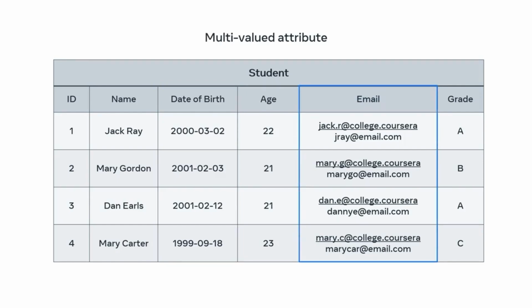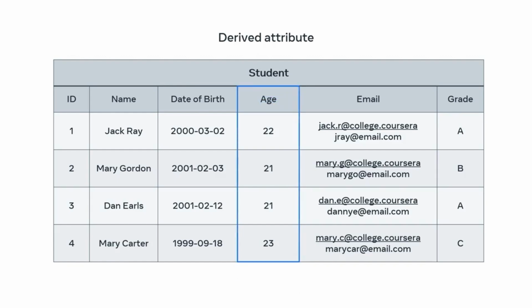With a multi-valued attribute, the attribute can store multiple values in a field. For example, the student email column could hold more than one email per student, a college email address and a personal email address. However, this practice should be avoided in a relational database.